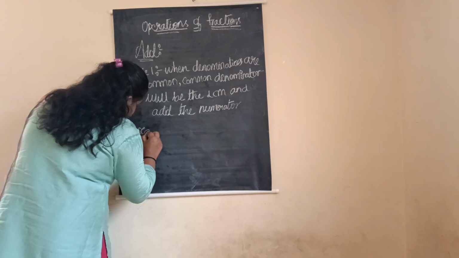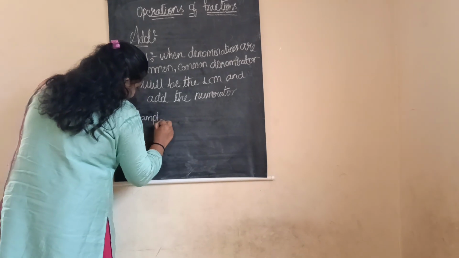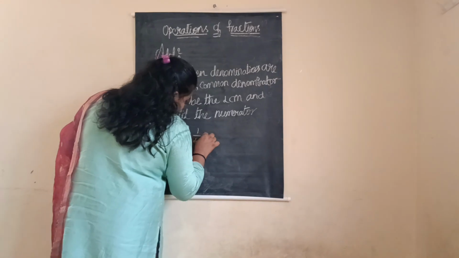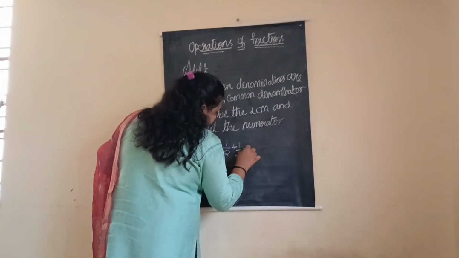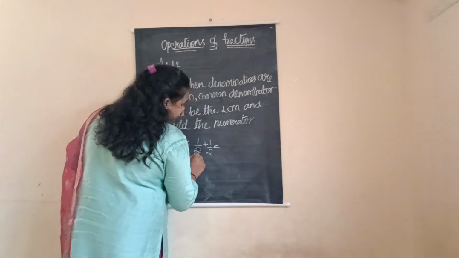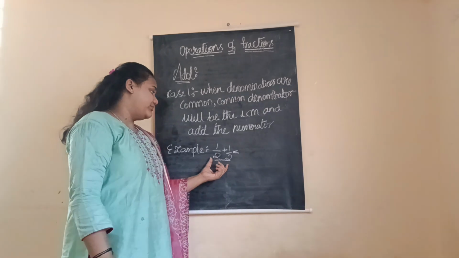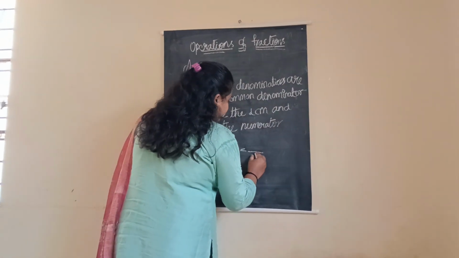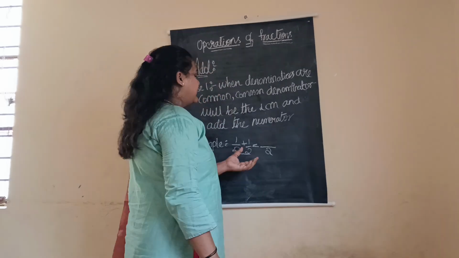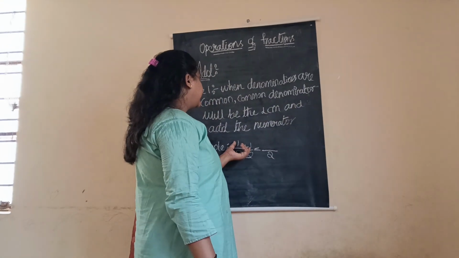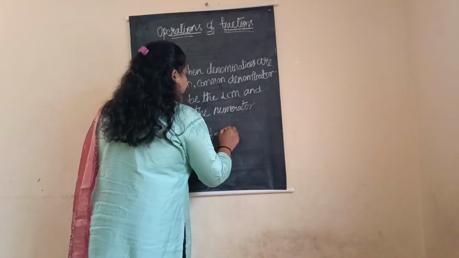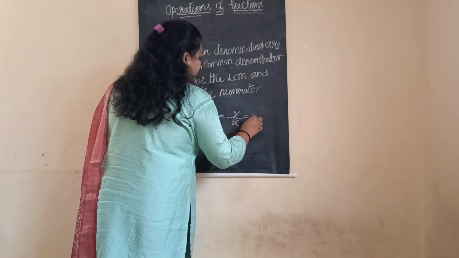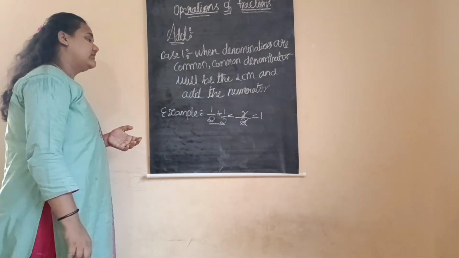Example. 1 by 2 plus 1 by 2 is equal to. When denominators are the same for both the fractions, then the LCM of the fractions is also the same, 2. So directly we can add the numerators. 1 plus 1 is 2. 2 gets cancelled and the answer is 1.